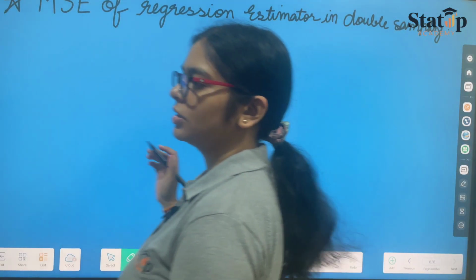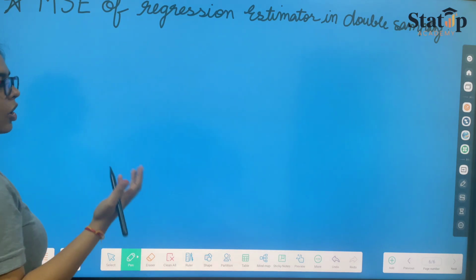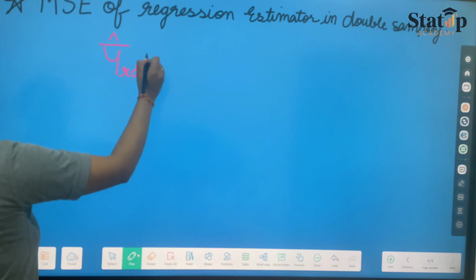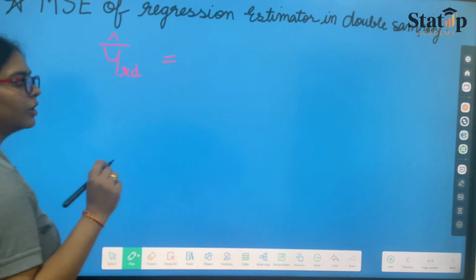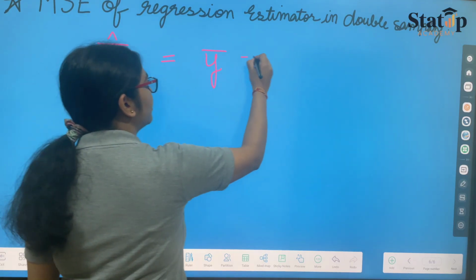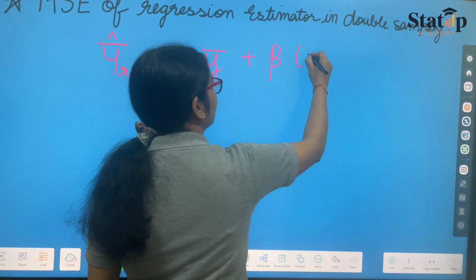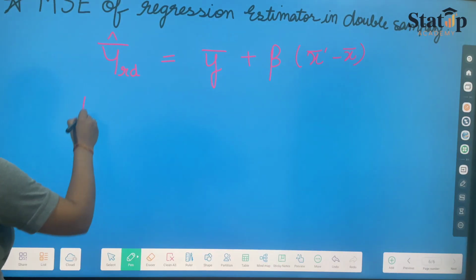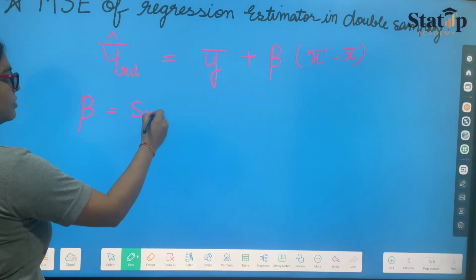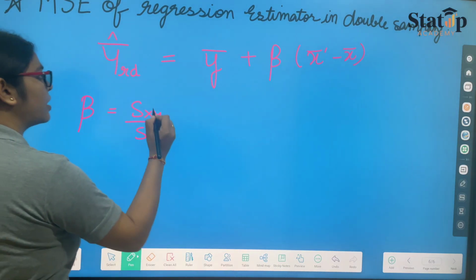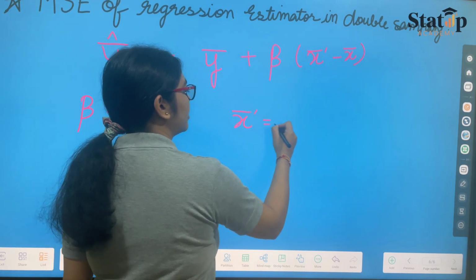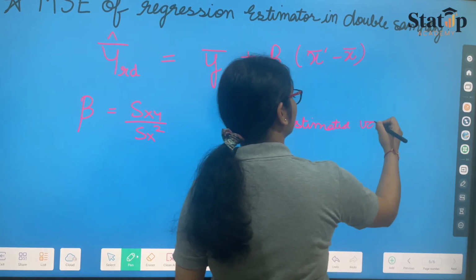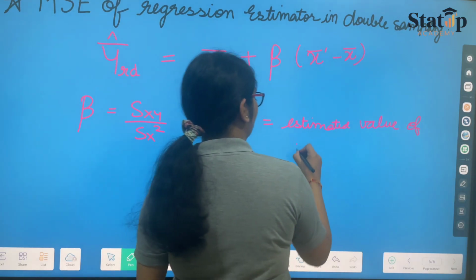So this is the MSE of the regression estimator in double sampling. Recalling what the regression estimator was: the mean of the regression estimator is represented by y bar cap subscript rd, where r is for regression and d is for double sampling. It is given by y bar plus beta times x bar prime minus x bar, where beta is nothing but sxy upon sx square, and x bar prime is the estimated value of the auxiliary variable.